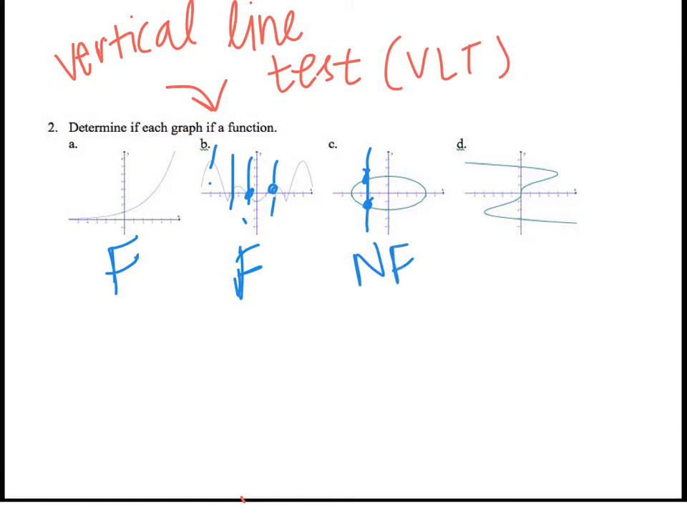And I'm going to check my last one, D. Draw just a random line. I can see it hits 1, 2, 3 times. So even already that one is also failed, and it is not a function.